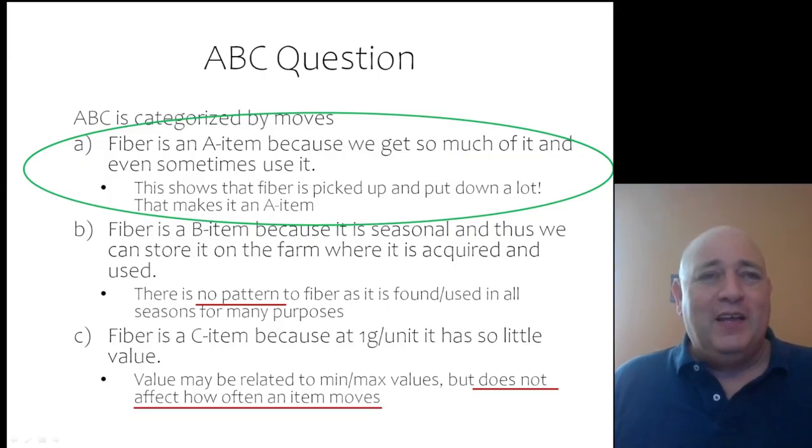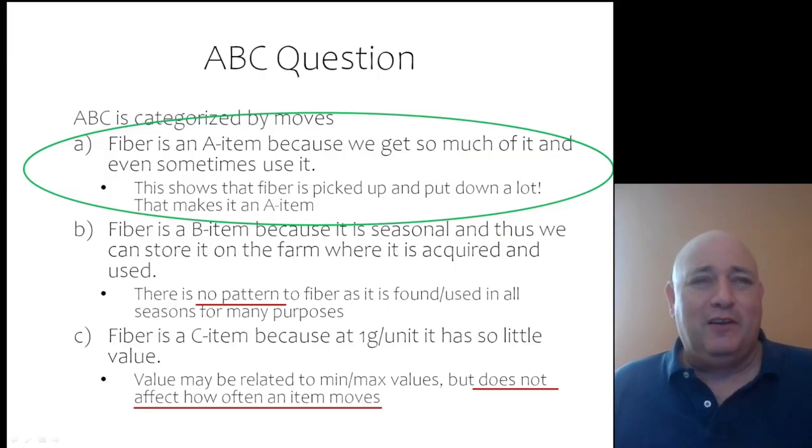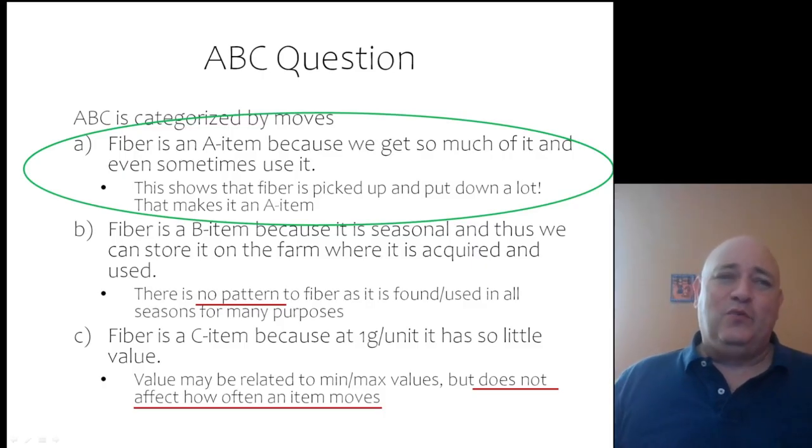But let's forget the calendar, and let's look at, is there a pattern to fiber? And the answer really is no. We just get it all the time everywhere. So given that there's no pattern, we would not call it a B item. And you could argue this is sort of crossing into, well, let's do the C first.